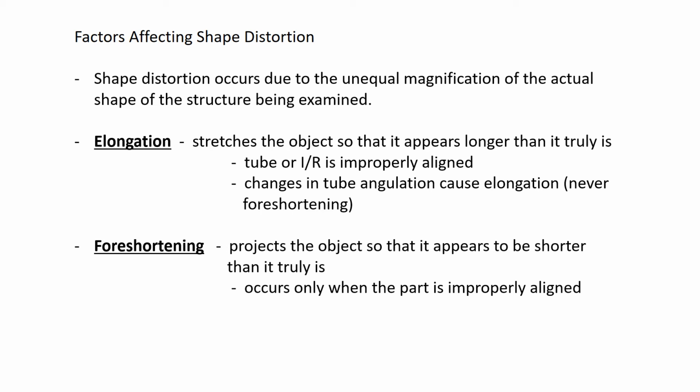Foreshortening is the opposite of elongation. Foreshortening projects the object so that it appears to be shorter than it truly is, and this only occurs when the part is improperly aligned.